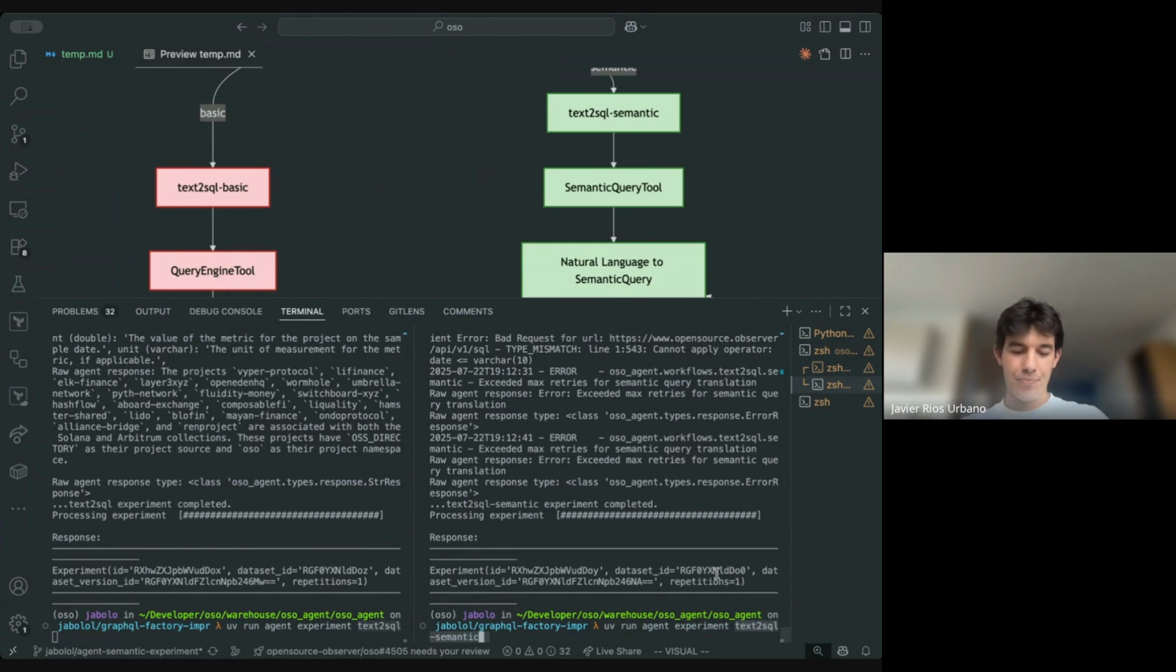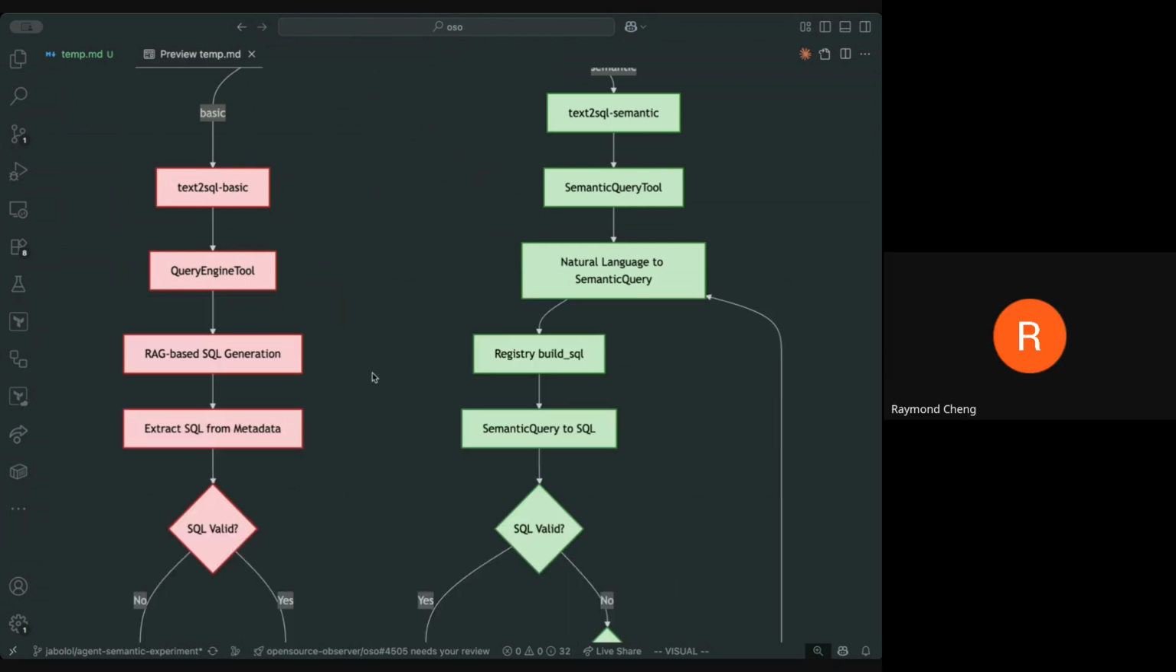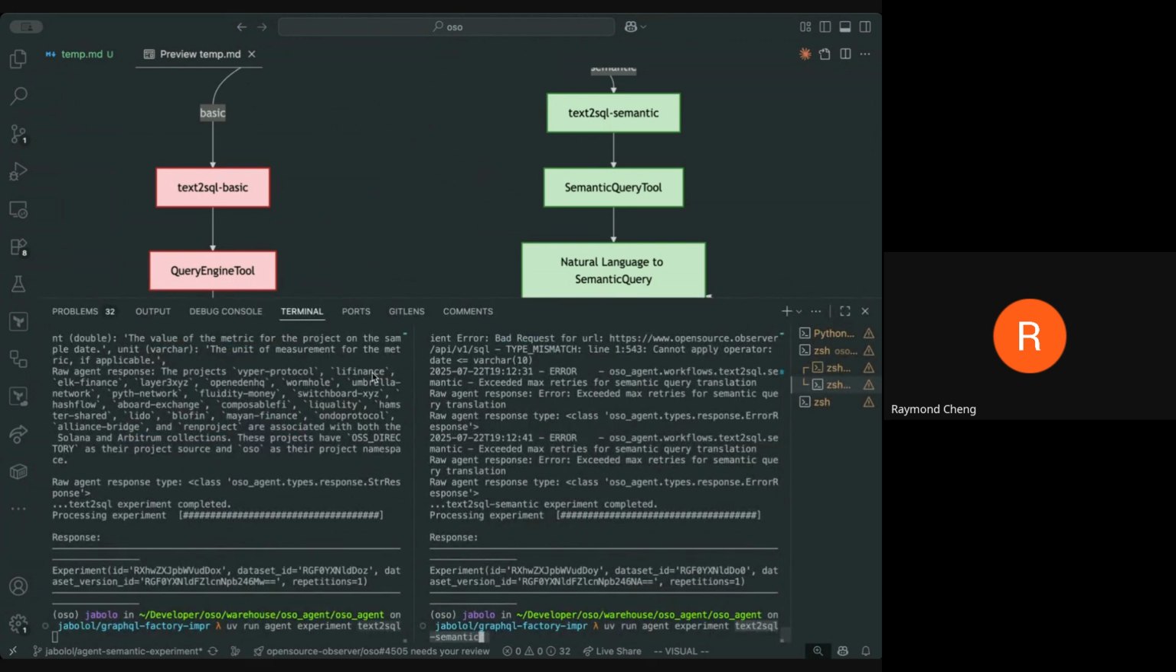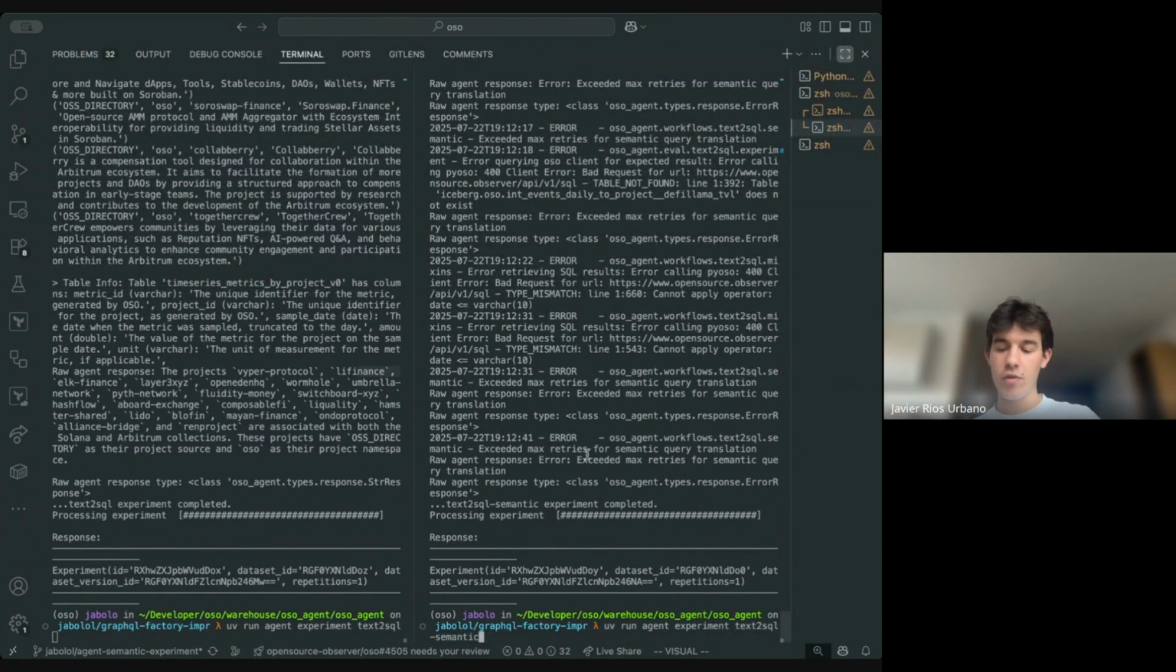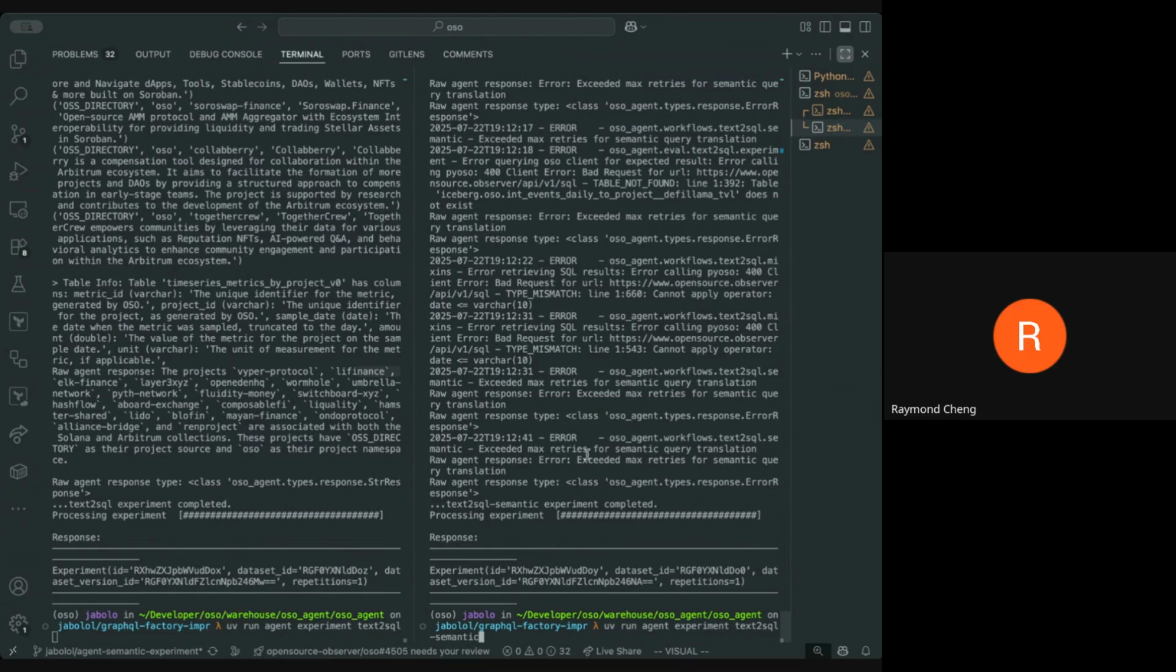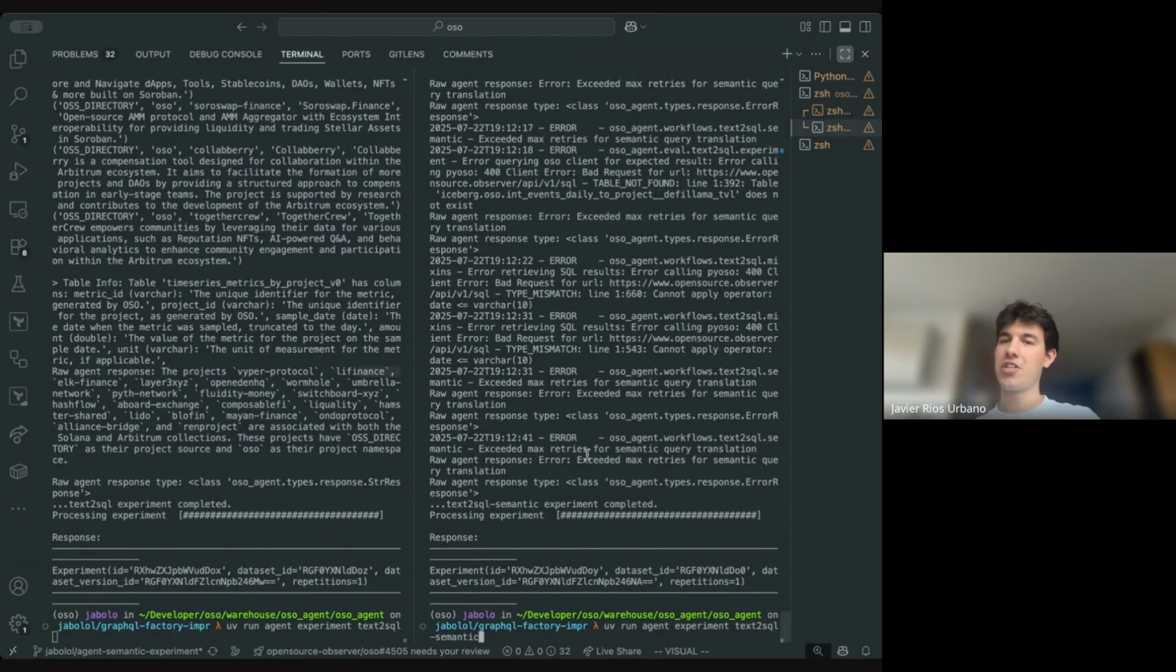Hold on. So the two experiment names that you have there, that defines which agent you're using? No, it defines which workflow to run. Got it. I mean, it's the same experiment and the same data points, but with two different workflows. No, they're actually different experiments with different workflows.